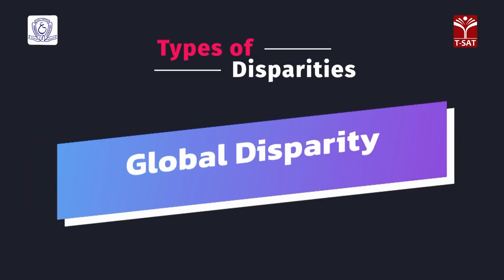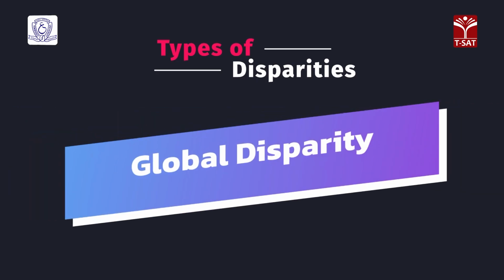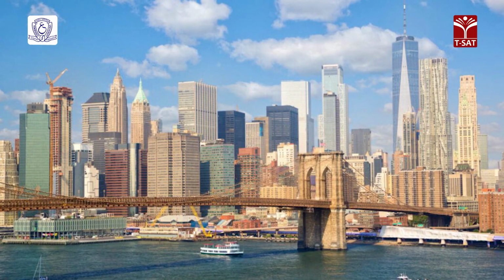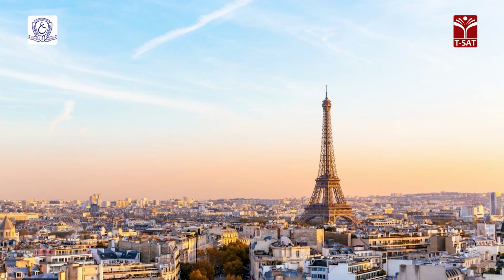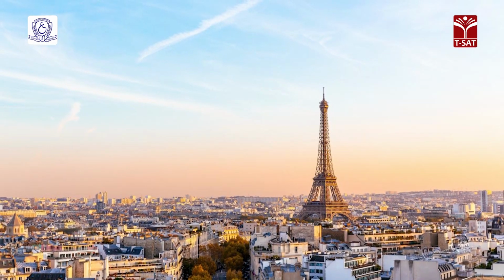Now, let us study the types of disparities. The first is global disparity. The term global disparity describes the disparities that exist between nations. Each country is at a different level of development, which causes disparity between countries. Some countries have been endowed with resources in abundance, while there are countries that are extremely poor in resources.